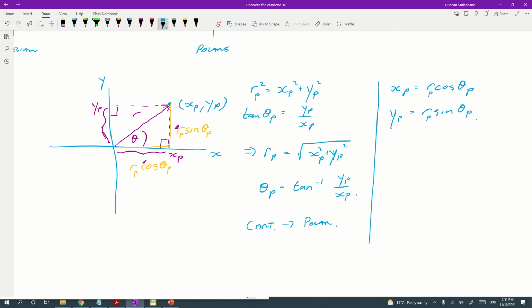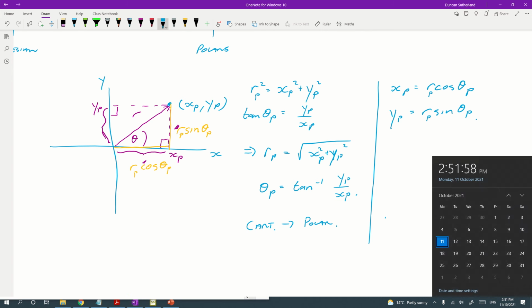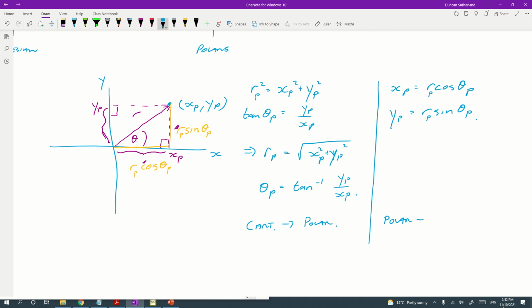So in general, of course, you're not dealing with a single point, you're dealing with any general x and y, and that's what lets you convert between these two things. So this is polar to Cartesians. All right, so you can relate the two coordinate systems like that.